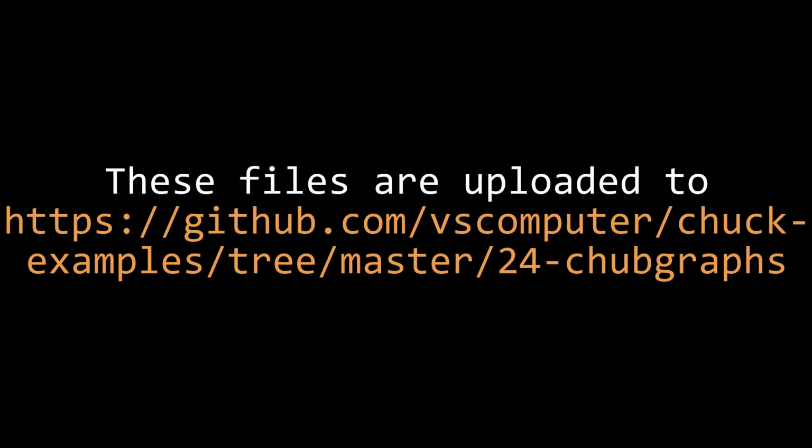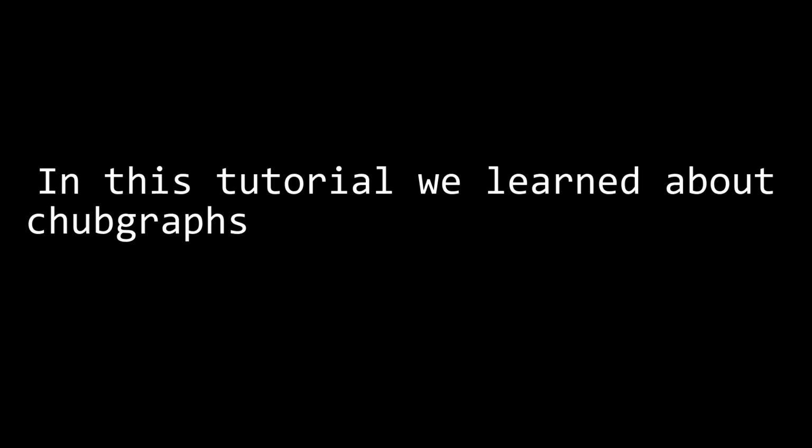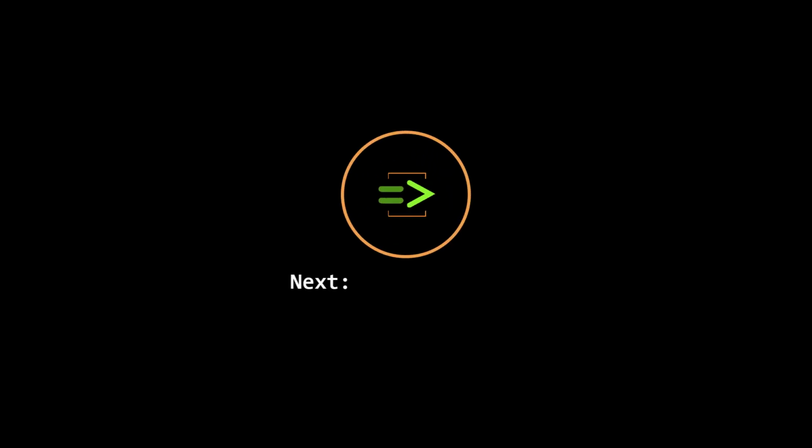I'm going to add these to my GitHub repository. You're going to see a link here, and you're also going to see it in the description. So if you don't want to do all the typing that I did here, then you can just pull the files down. In this tutorial, we talked about Chubgraphs and how to make your own monosynth using Chubgraphs. In our next tutorial, we're going to take a look at some techniques that might work for live coding.